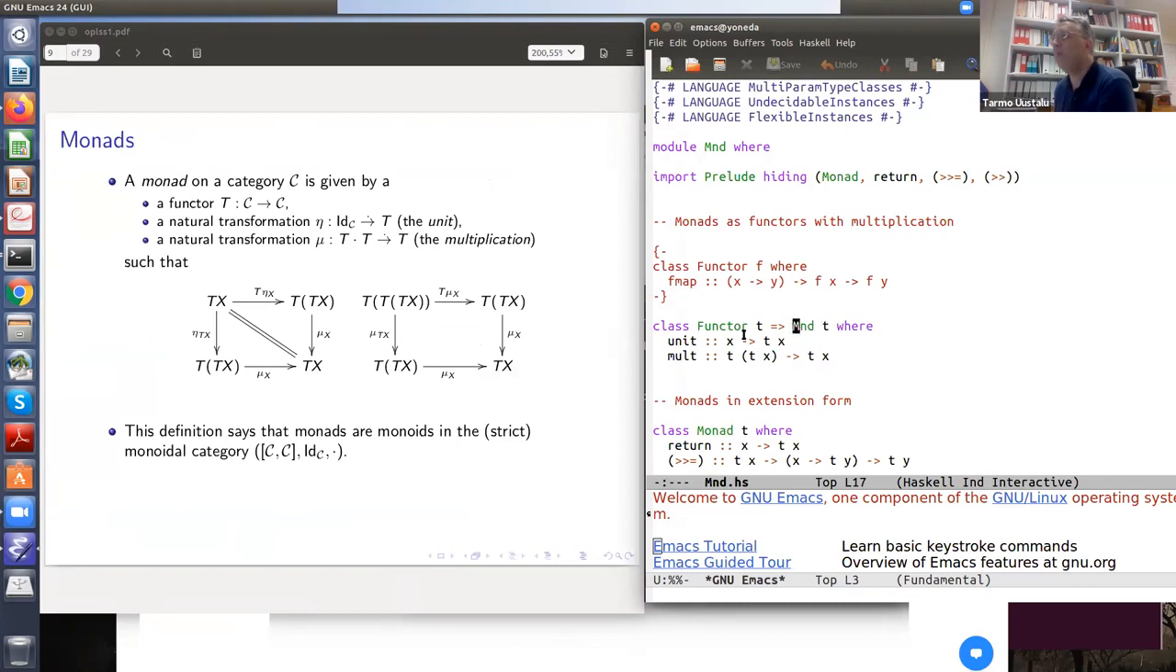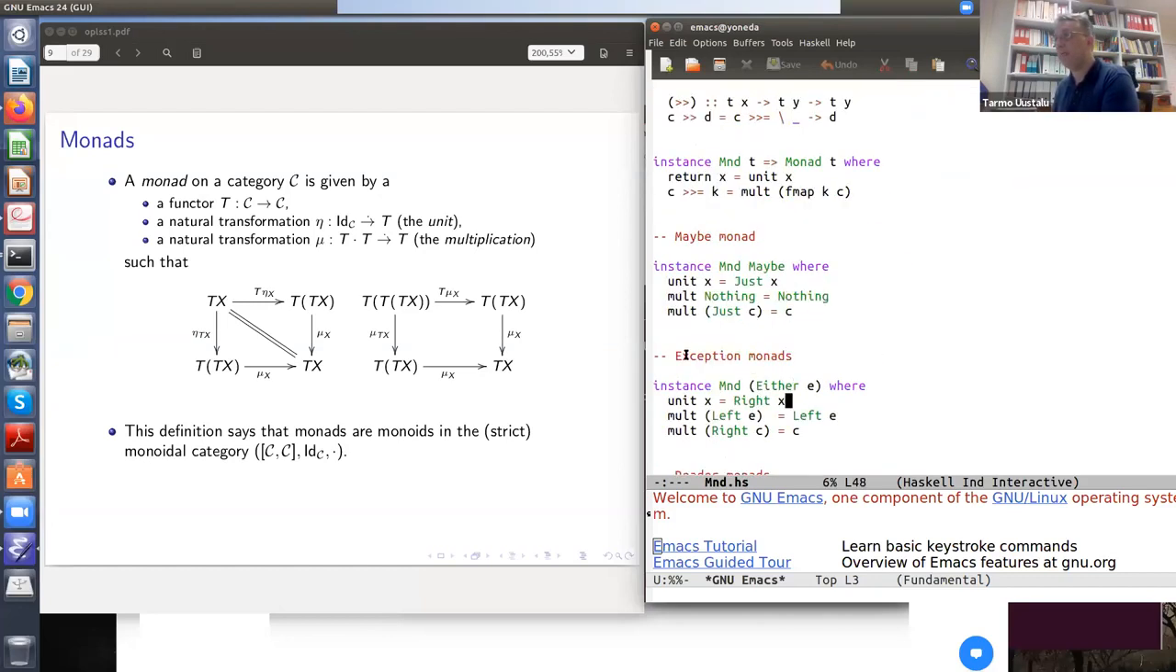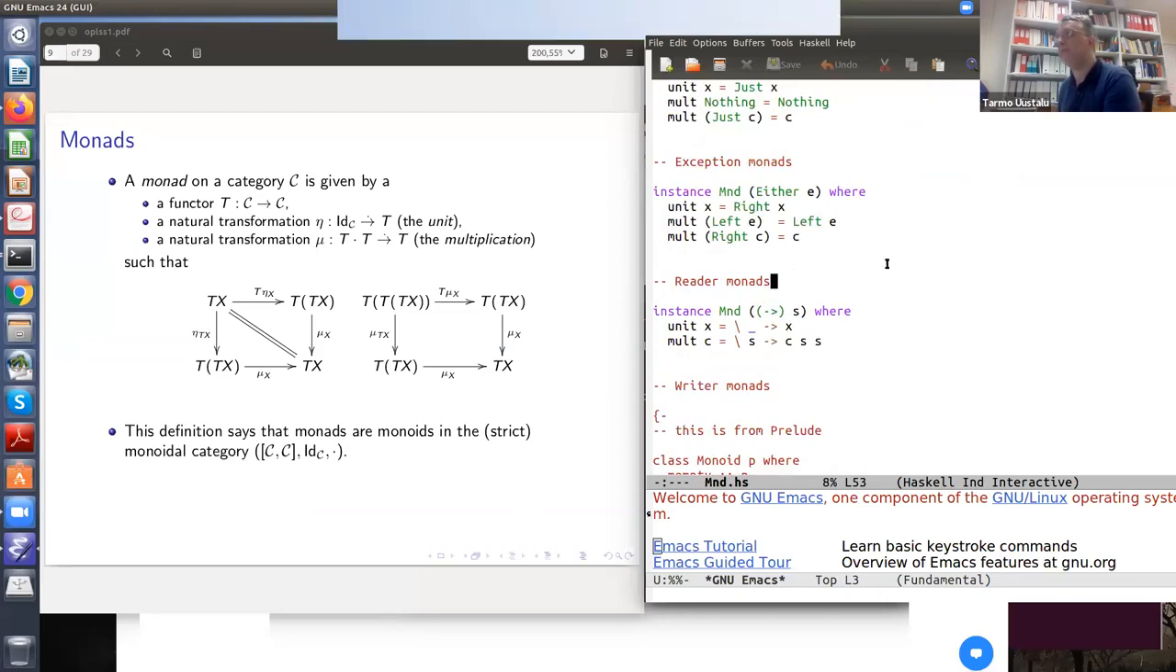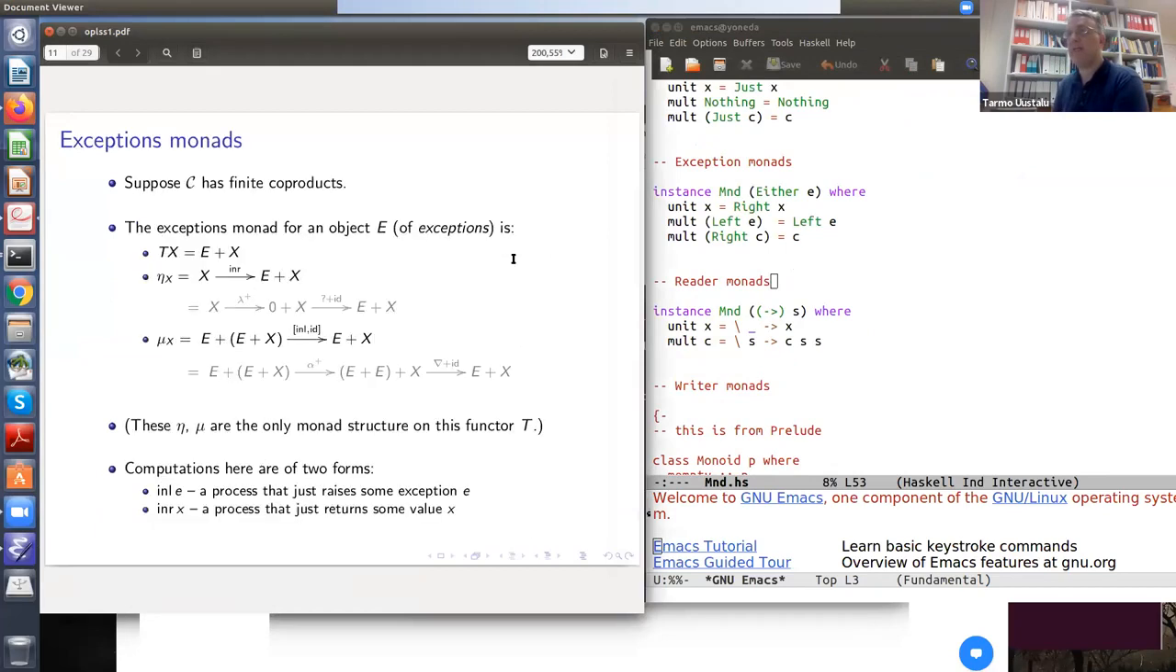T is a monad when it's a functor, that's this bit, if you know Haskell syntax. And it comes with two polymorphic functions, unit that goes from x to tx, and mult that goes from t of x to tx. Also sometimes called join, when people have invented other names. Right. And I can code up, for example, this exceptions monad like this, which is exactly this example here.